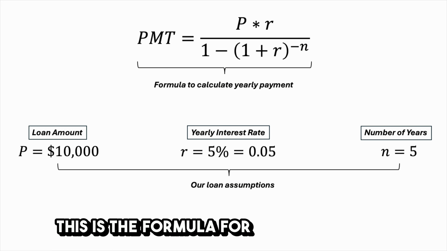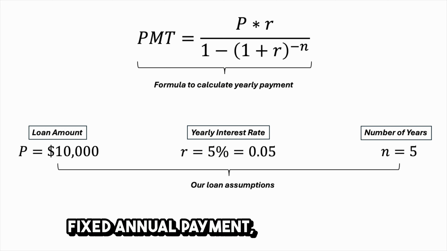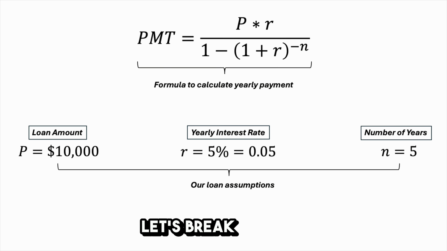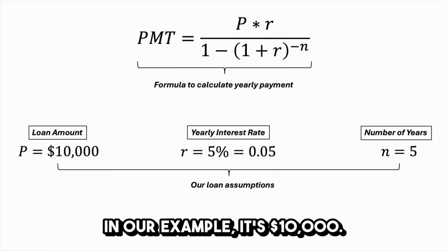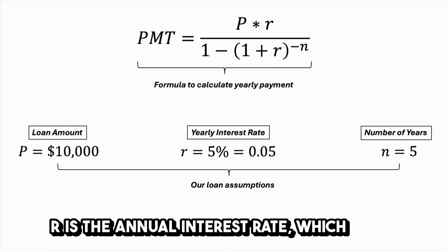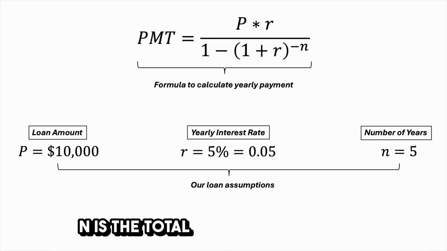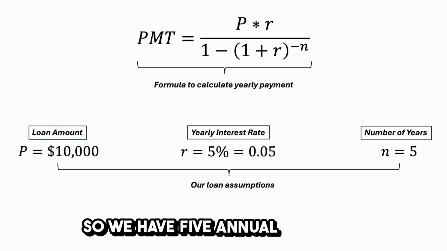This is the formula for calculating the fixed annual payment known as PMT. Let's break it down. P is the loan amount. In our example, it's $10,000. R is the annual interest rate, which is 5%. N is the total number of payments, so we have 5 annual payments.